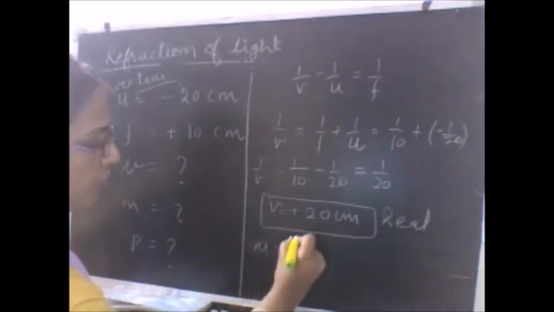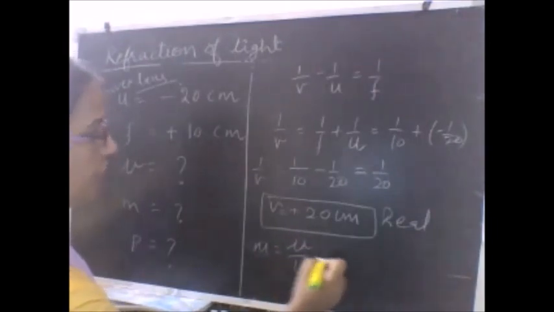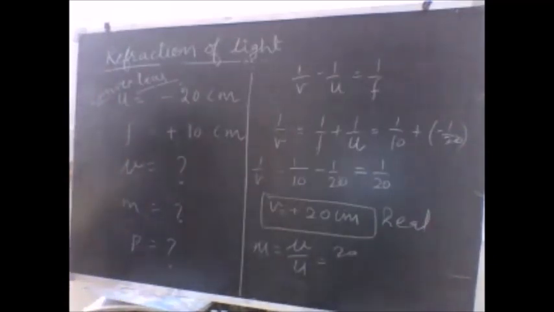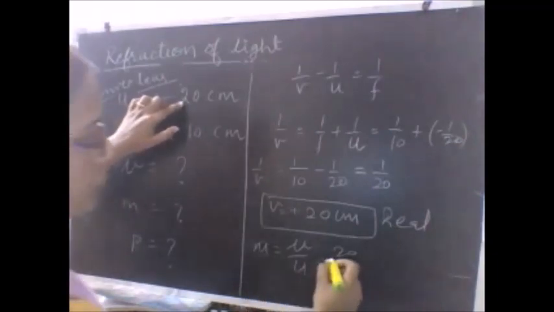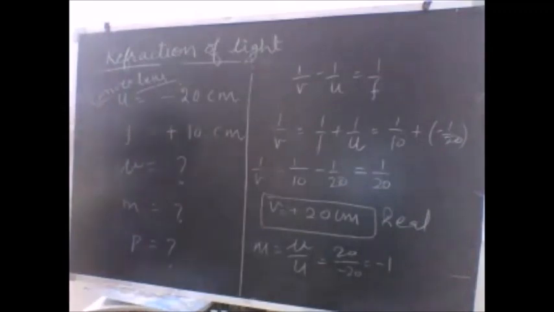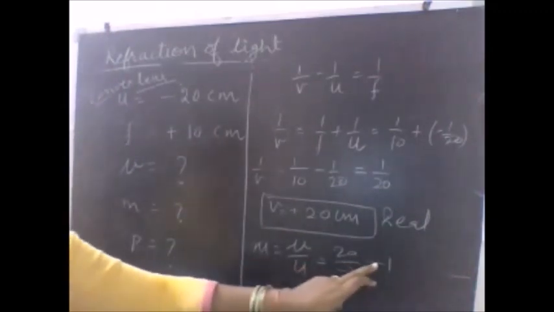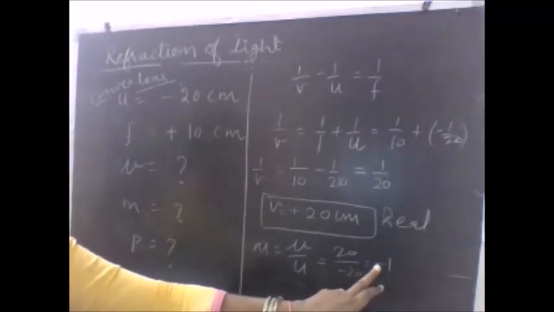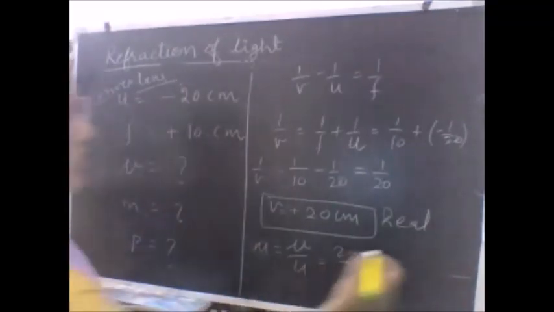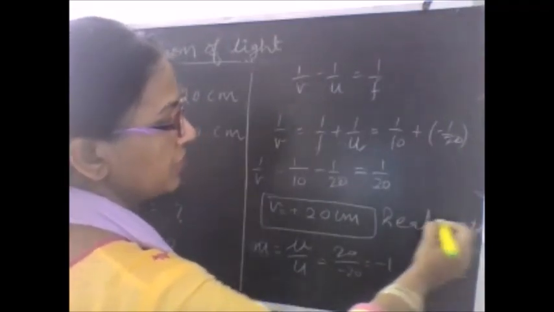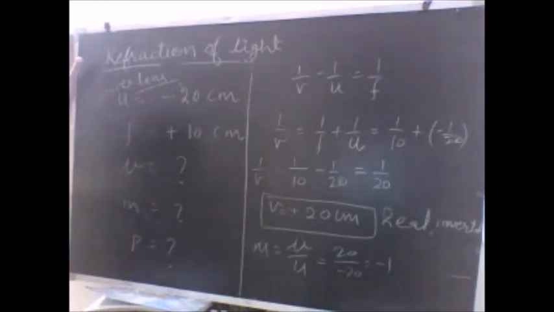So the magnification formula is V by U. What is the value of V here, children? That I have just calculated, 20. Again you have to put the values with sign convention. And what is the value of U? The value of U is minus 20. So it gives me minus 1. Magnification is minus 1. Minus sign indicates that the image is inverted. If you are getting a plus sign with the magnification, that means the image is erect.